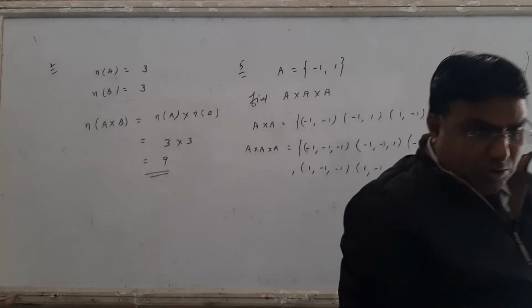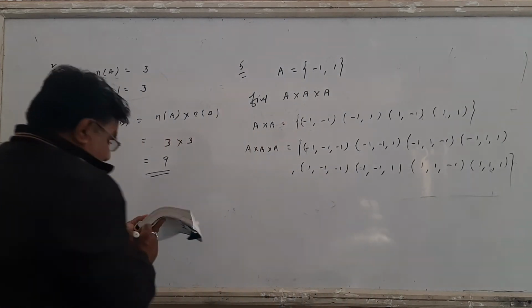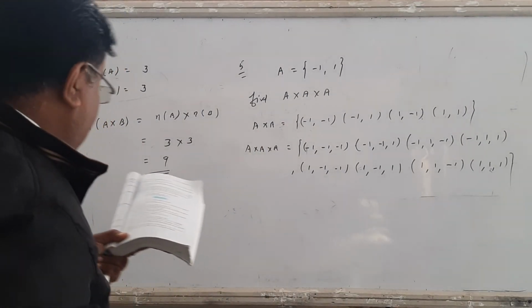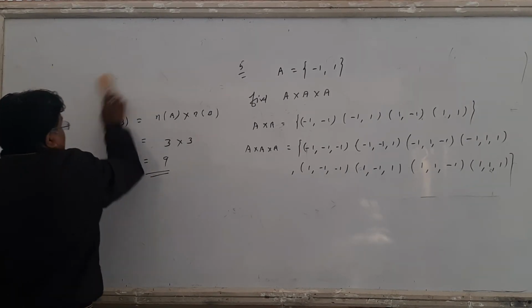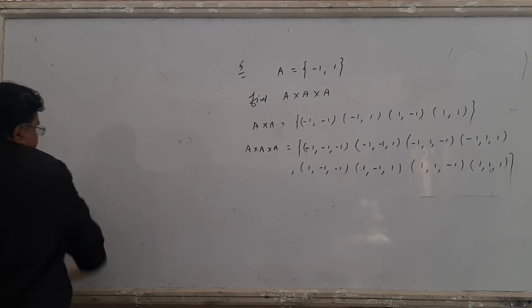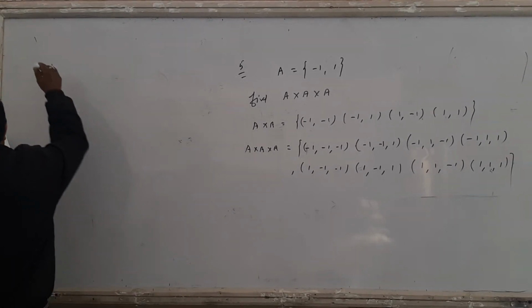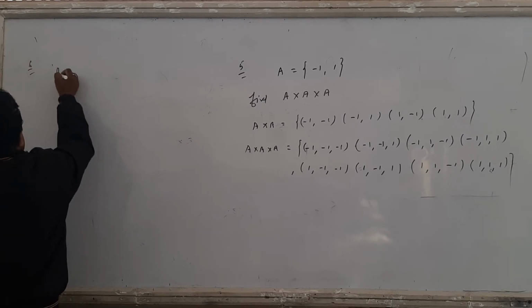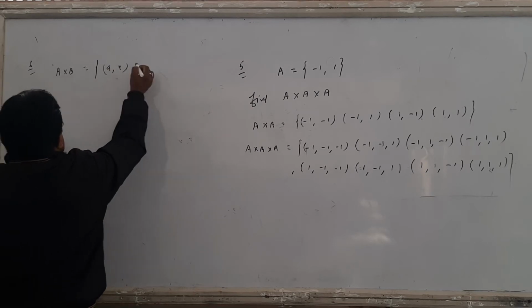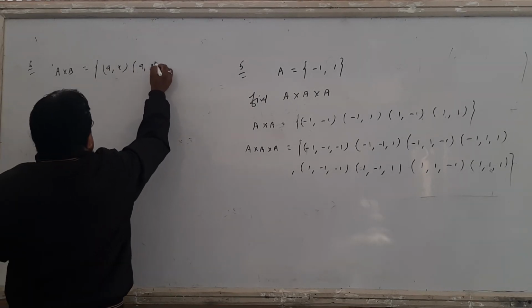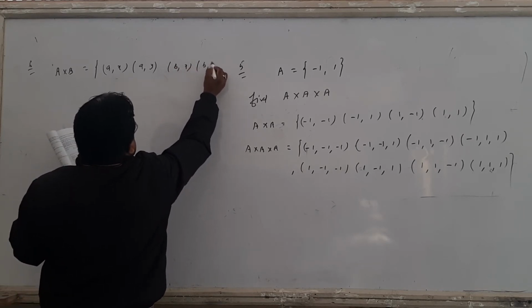Now, the same kind of question, question number 6. A cross B is given. Find the sets A and B. In the case where A cross B is given, you have to find set A and set B. This is question number 6. A cross B is given: (A, X) is the first pair, (A, Y) is another pair, next pair (B, X), and the third is (B, Y).